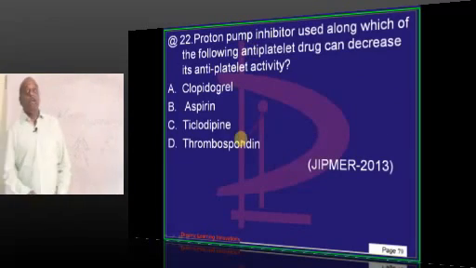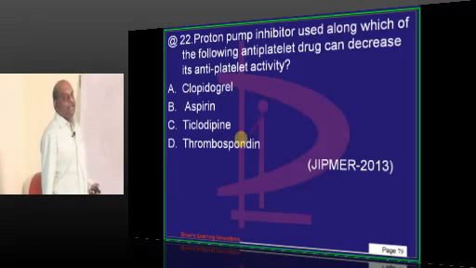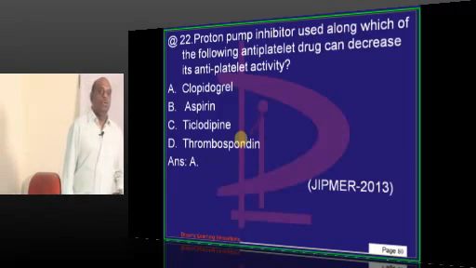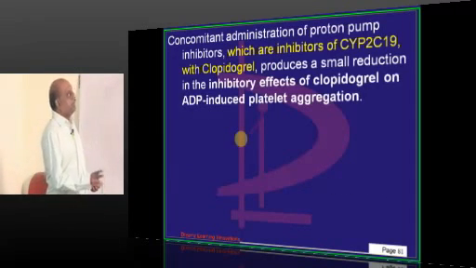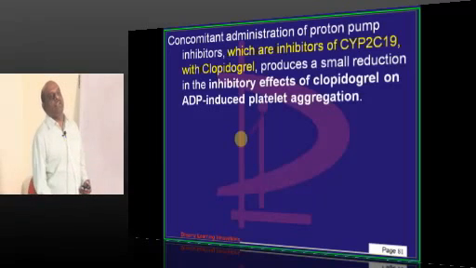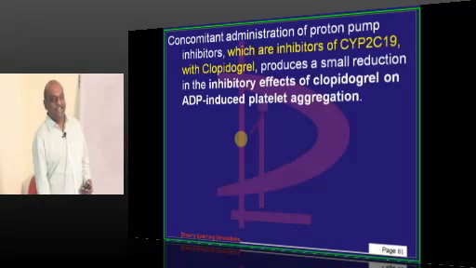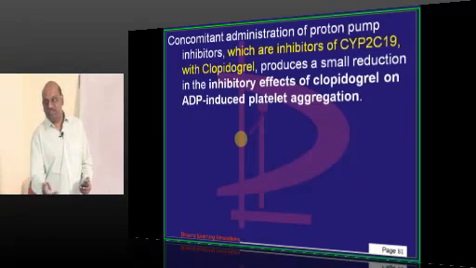Then, doctor, proton pump inhibitor. What is the effect of it on antiplatelet activity? If clopidogrel is given concomitantly with the PPI, it will produce a reduction in the inhibitory effect of the clopidogrel. If clopidogrel doesn't work, there will be a clot, the clot will cause coronary artery disease, and coronary artery disease will cause a heart attack. Because of what? Because of the PPI. You give it to all your elderly patients, don't you?